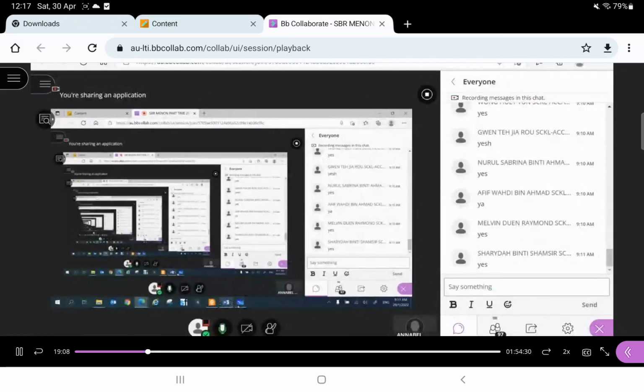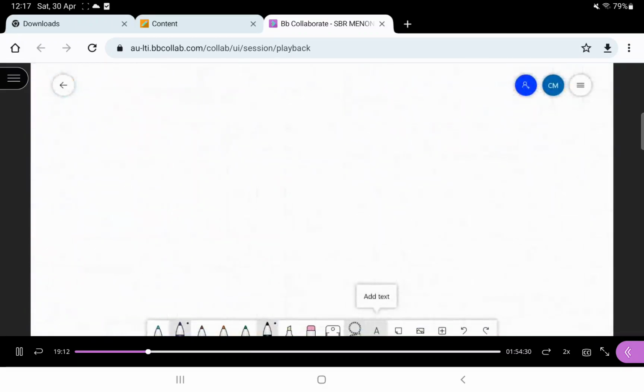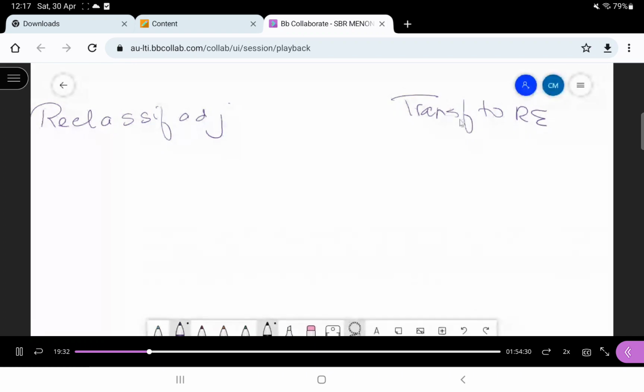But before I do that, I need to introduce 2 terminologies called reclassification adjustment and transfer to RE. I need to explain these 2 things first, a reclassification adjustment and a transfer to RE.